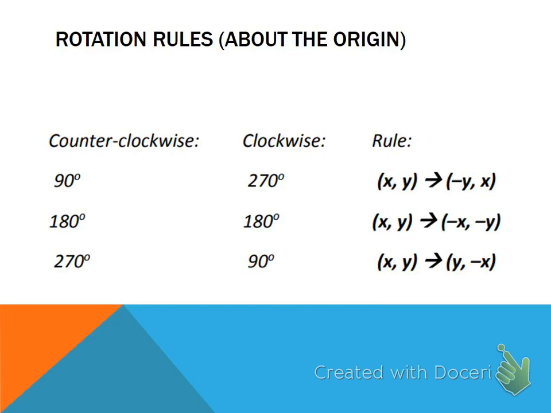180 is easy because it's the same both directions, counterclockwise or clockwise, and all that happens is you negate or take the opposite of both X and Y. They don't move, we just change their signs. 270 counterclockwise is the same as 90 degrees clockwise. Again, the X and Y are going to switch spots. This time, whatever was originally the X number changes signs. Yes, it is a little confusing, which is why these rules will be helpful to have readily available.